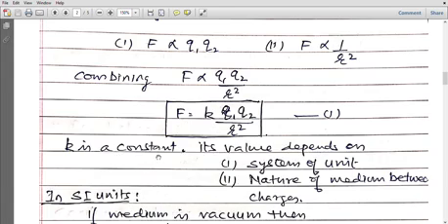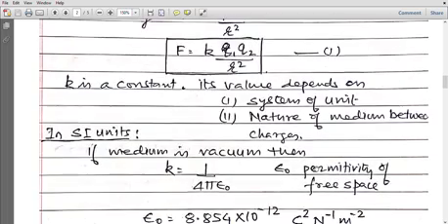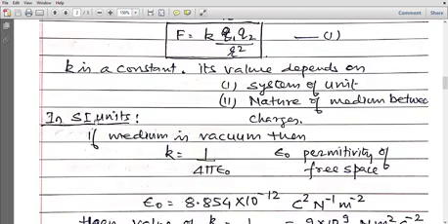K is a constant and its value depends on two things. First, what system of units we have adopted, whether the SI system or the CGS system. Second, it depends on the nature of the medium between the charges. What is the medium present between these two charges? If we talk about its value in the SI system, if the medium is vacuum, then the value of K is 1 upon 4 pi epsilon 0.